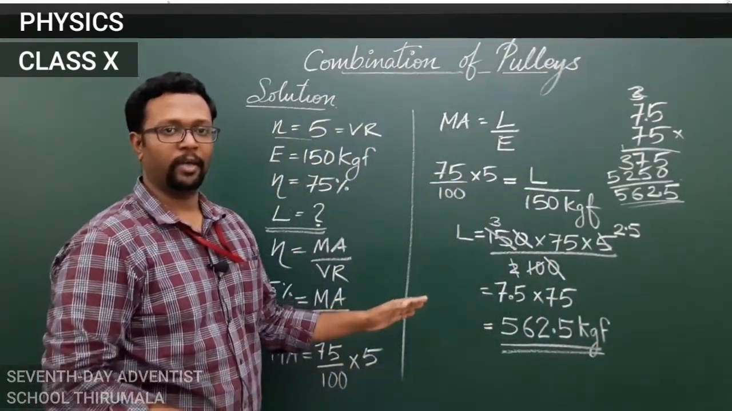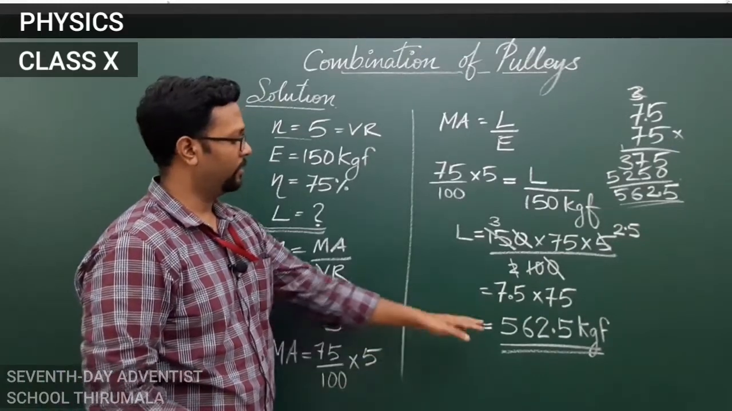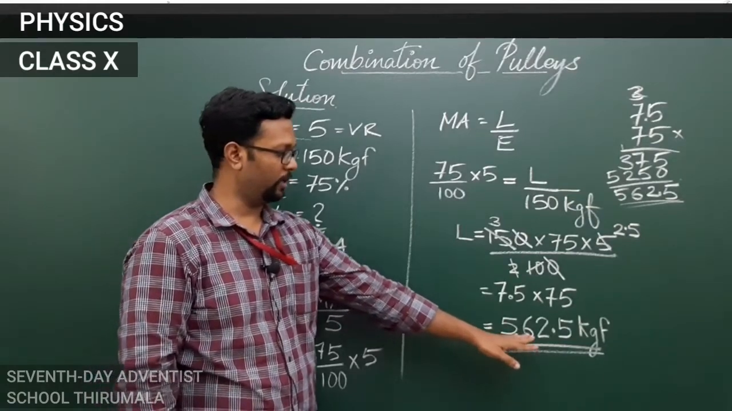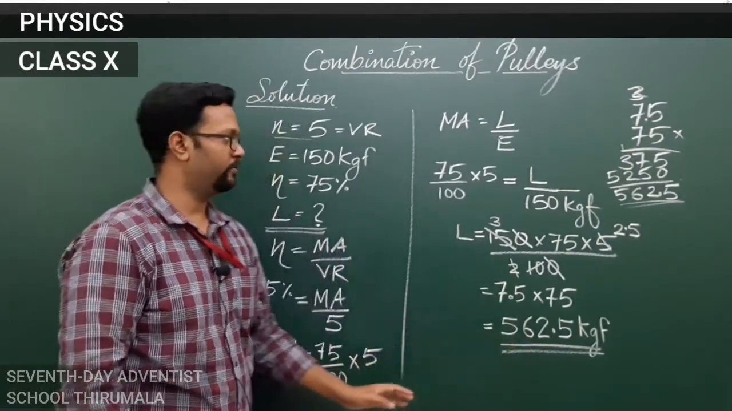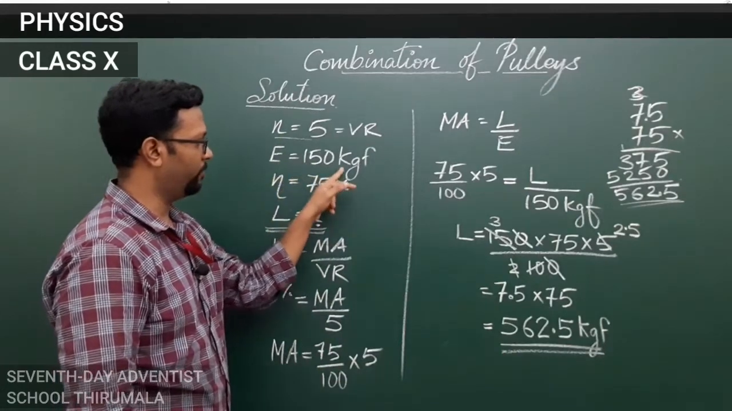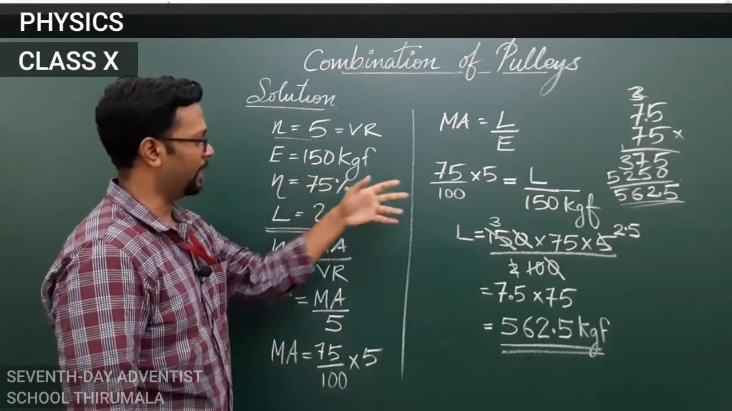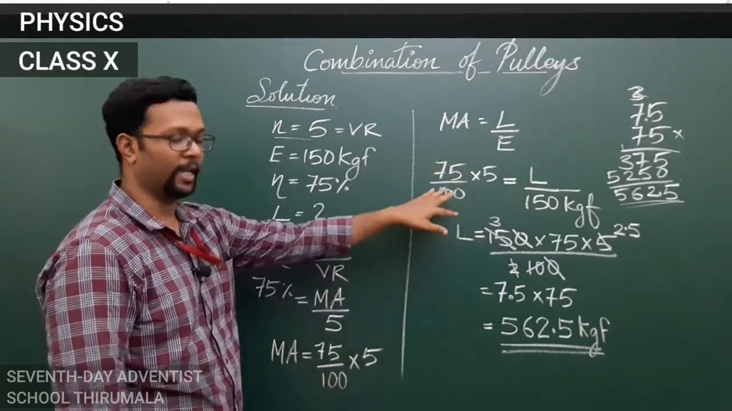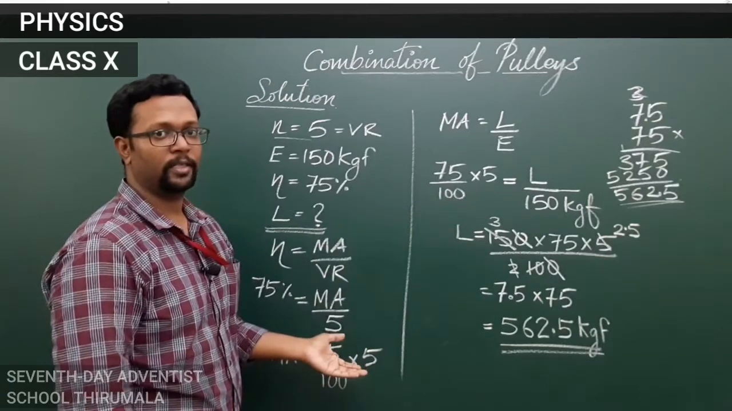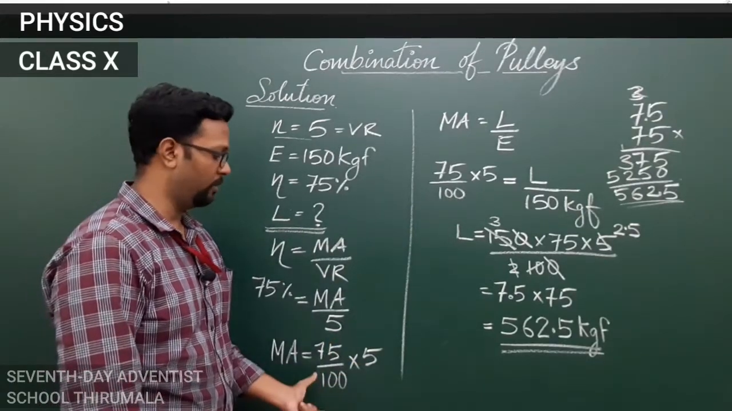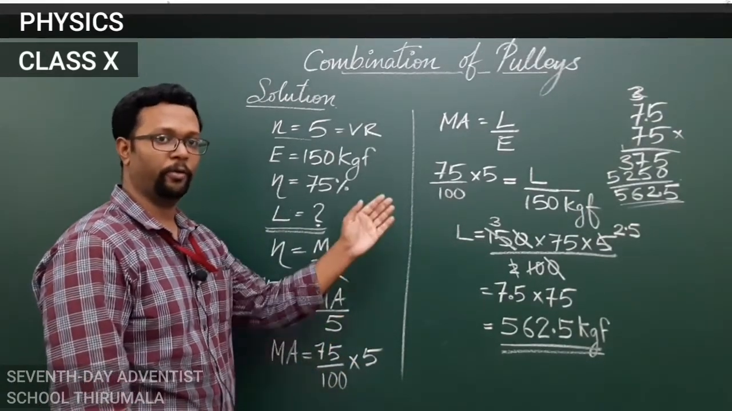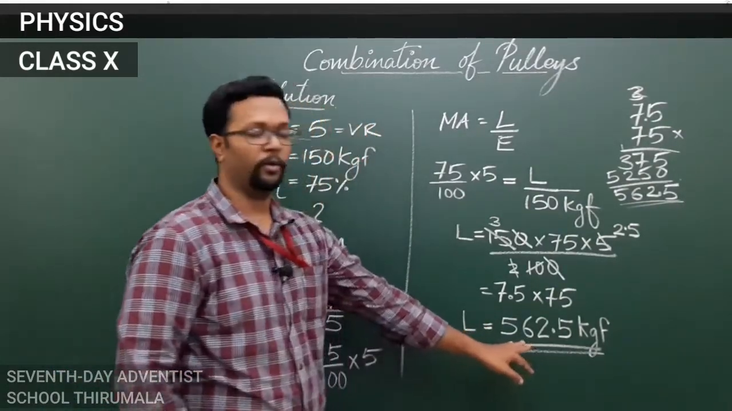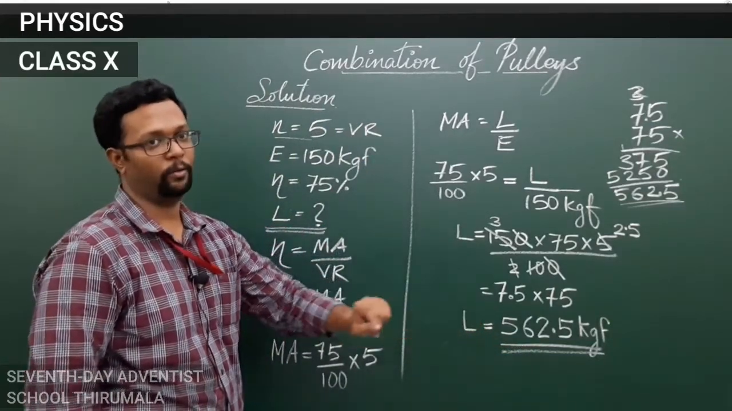So this is how you calculate the answer for the second part. We got the load to be 562.5 kilogram force. This much load can be lifted by an effort of 150 kilogram force if its mechanical advantage is as given here. I did not find the value of mechanical advantage for the easiness of calculation. If the question asks to find the mechanical advantage, you have to solve this and find the mechanical advantage before going there. But since they asked only for the load, we found the answer only for load.